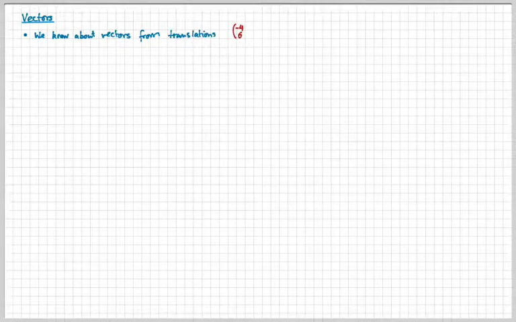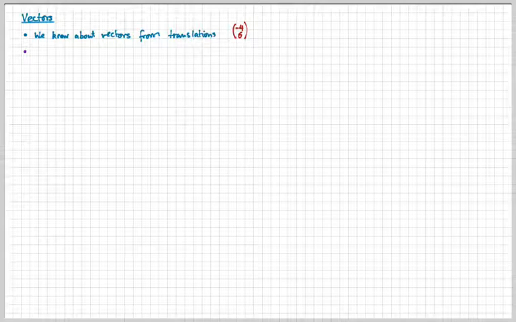Good morning. We're going to be talking about vectors today. Now, you've seen vectors before. You use them all the time when you're describing translations. So, for example, you might have -4, 6, and we know what that does.